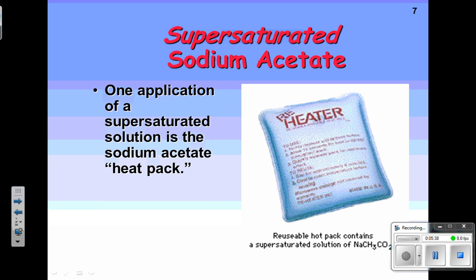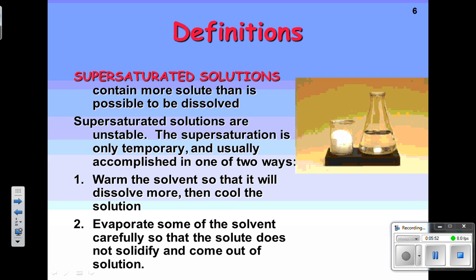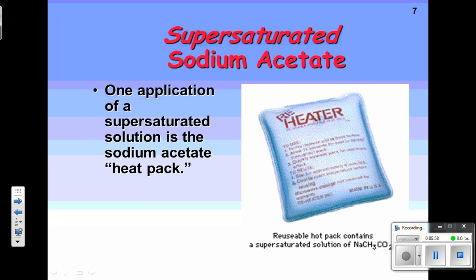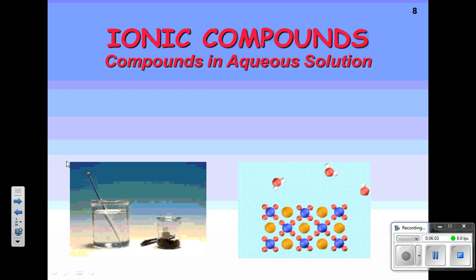This is the thing I was talking about earlier, the reheater. That's saturated sodium acetate, and it makes a heat pack. Warm and evaporate. Okay, and that's just an application of supersaturated ionic compounds.